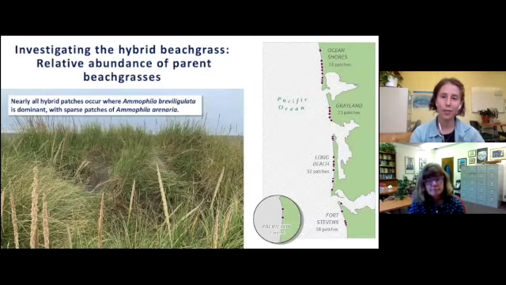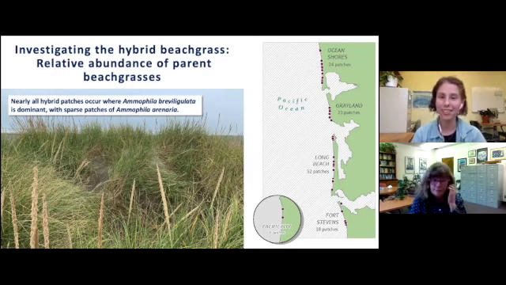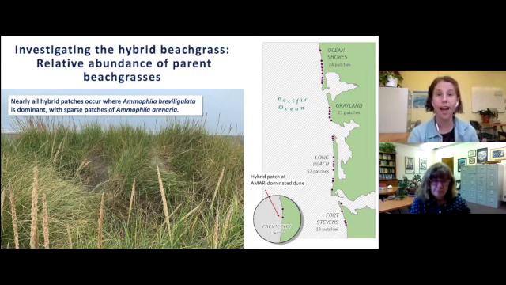So in this more zoomed in picture of where we find the hybrid patches, we also see some strong patterns in what parent species co-occur at each site. All the patches that we found, except this one patch at Pacific City in Oregon, occur where Ammophila breviligulata is dominant, and then there's just these sparse scattered patches of Ammophila arenaria.